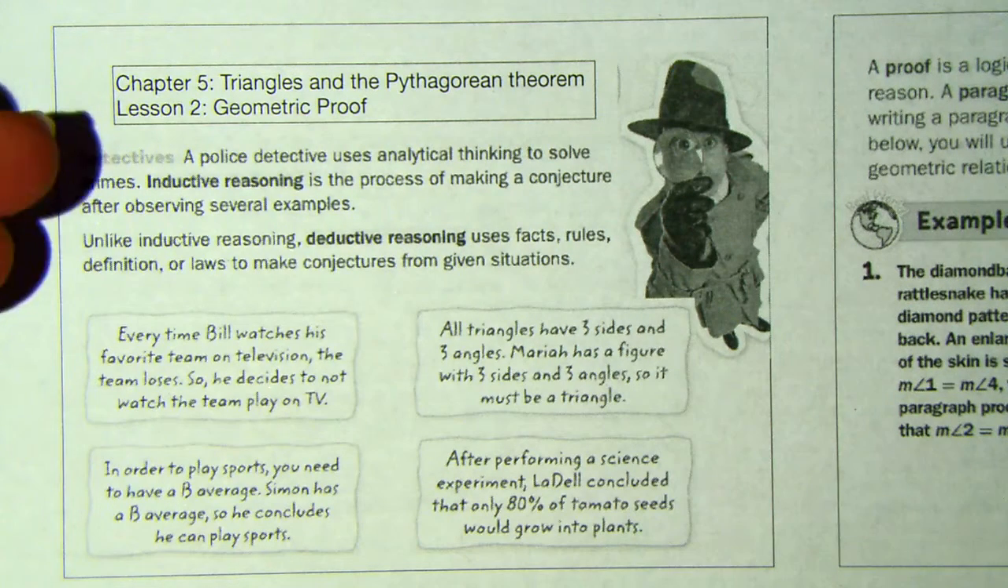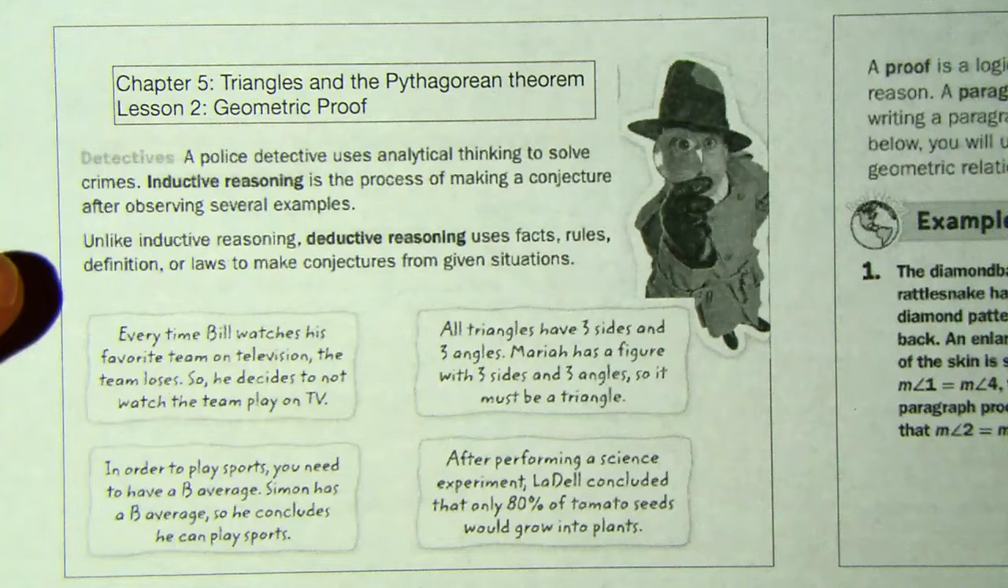Okay? I already talked about inductive versus deductive reasoning. Inductive is based on observing examples. It's not a guarantee. Deductive is based on rules, facts, definitions, laws, and stuff like that. So you got 4 examples of reasoning skills here. Some are deductive and inductive.